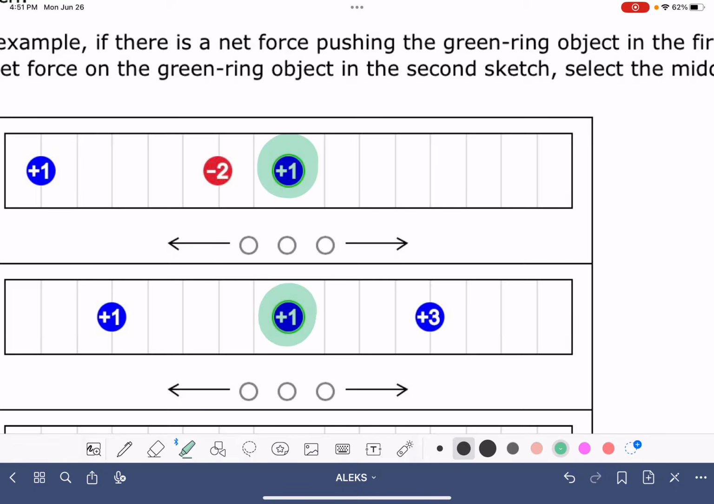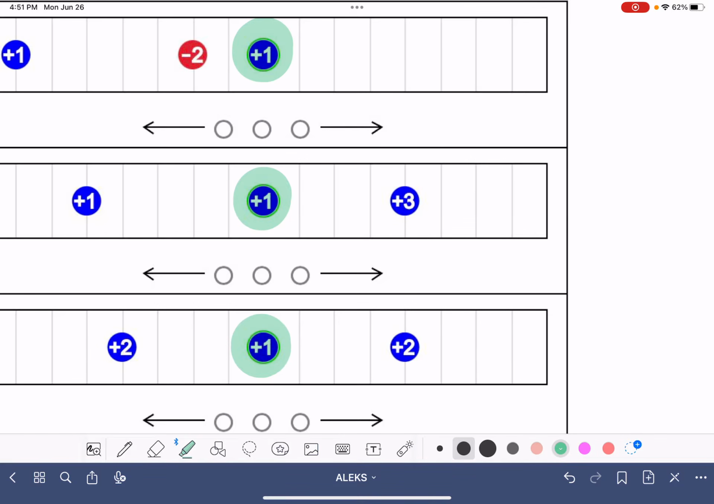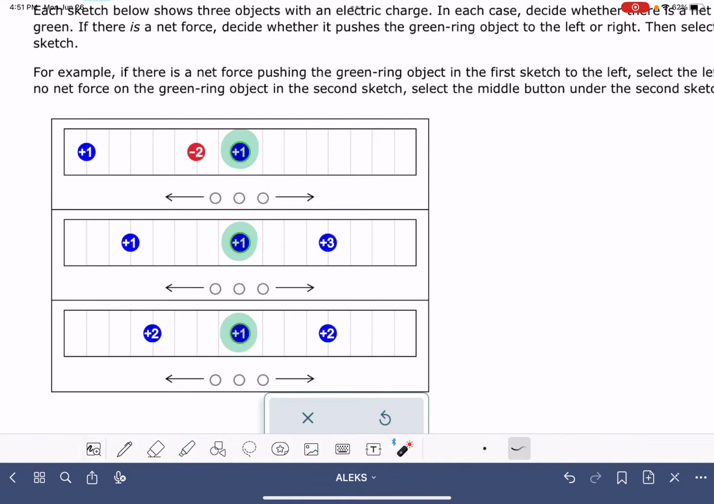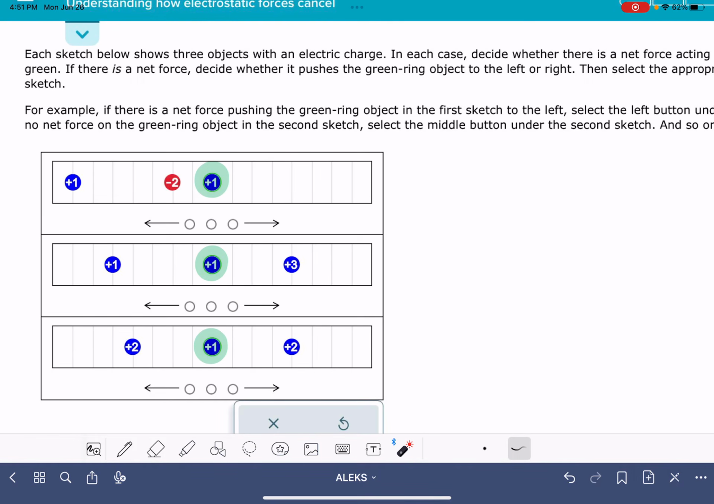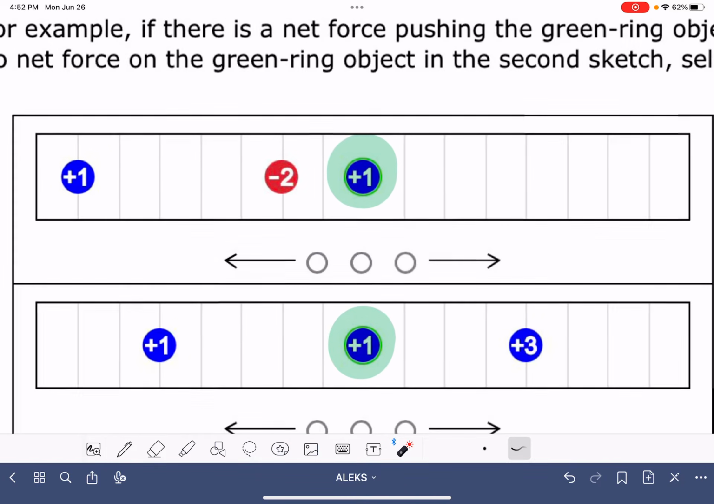So I'm going to highlight it even more with this green highlighter so you can see which one we're talking about. And the question wants you to determine if there is a net force on the one particle that's been highlighted in green. If there is a net force, it wants you to decide if the net force is going to push that particle to the left or to the right. And you're going to indicate that by picking the correct little bubble associated with each scenario.